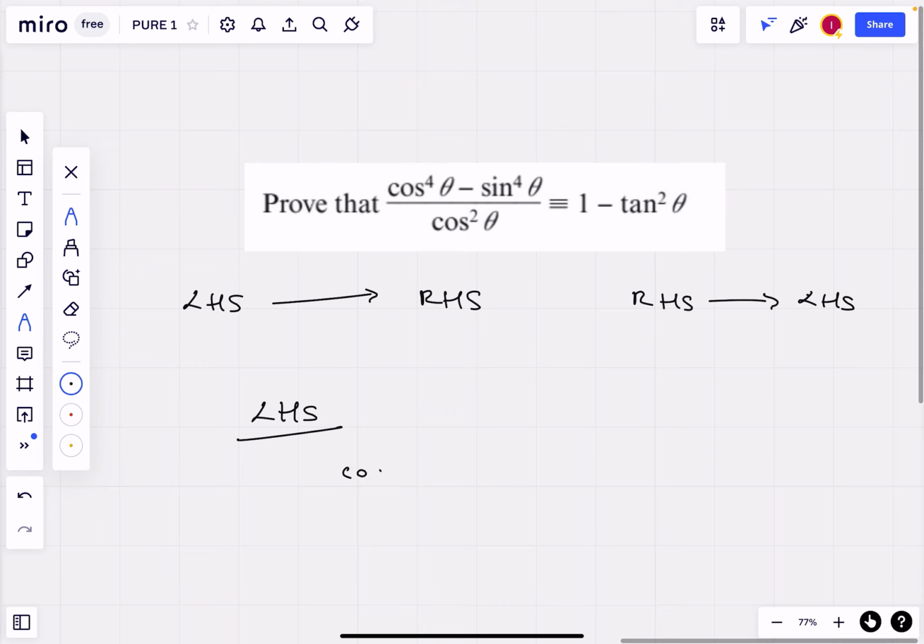So you're going to start with this, and you're going to try and turn that into 1 minus tan squared theta. If you've done that successfully, there you go, you've proved it. That's all you have to do. You're going to make use of your identities and any other mathematical knowledge to get there. Give it a shot. Okay, how did you get on?